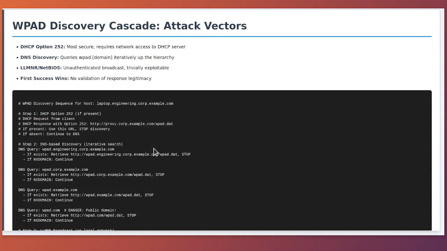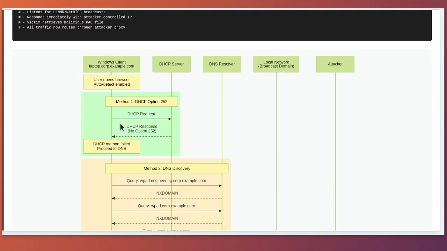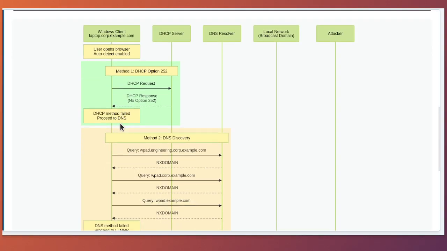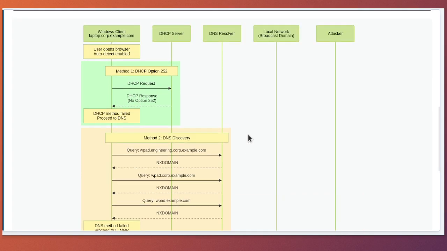WPAD discovery mechanisms. The Web Proxy Auto Discovery Protocol implements multiple discovery mechanisms organized in a specific priority order. Understanding this cascade is essential because each method presents different attack surfaces and exploitation opportunities. Windows attempts these methods sequentially. The first successful response wins, regardless of whether that response comes from a legitimate server or an attacker. This first success model is fundamentally insecure in untrusted network environments.